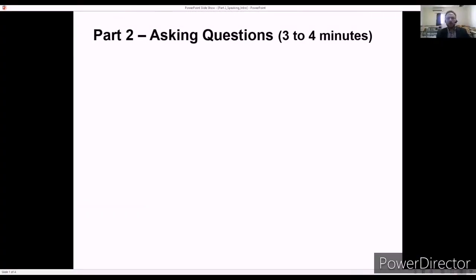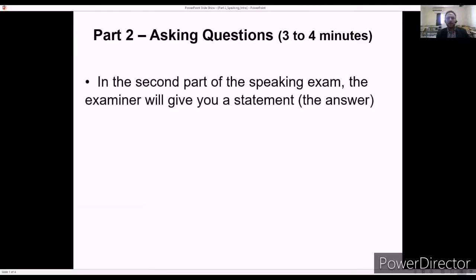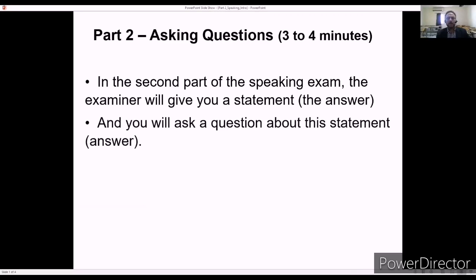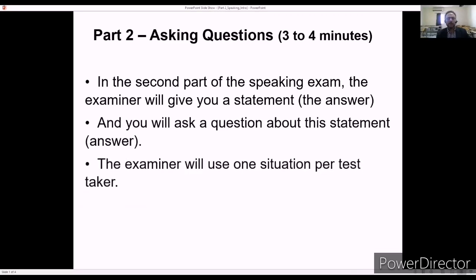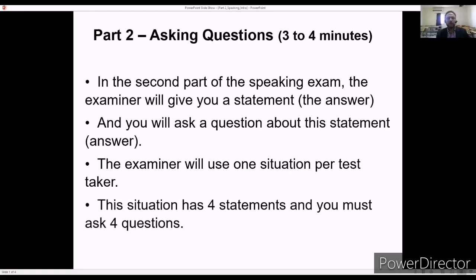Part 2, asking questions. This part lasts from 3 to 4 minutes. In the second part of the speaking exam, the examiner will give you a statement and you will ask a question based on this statement. The examiner will use one situation per test taker. This situation has 4 statements and the test taker must ask 4 questions.